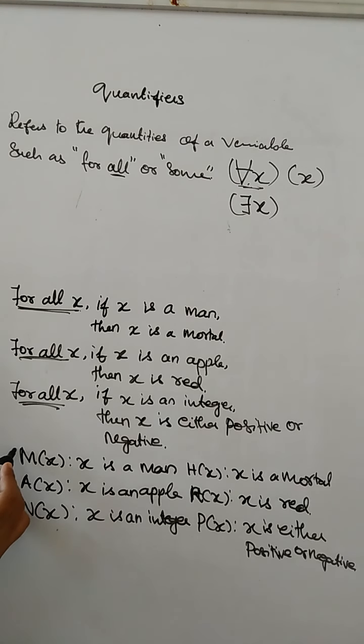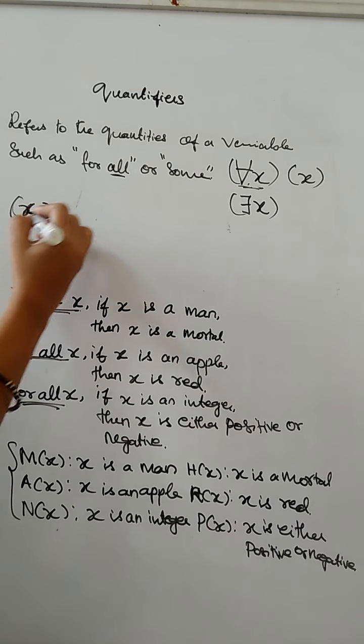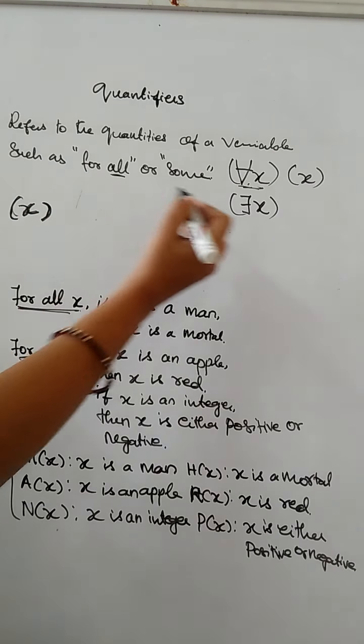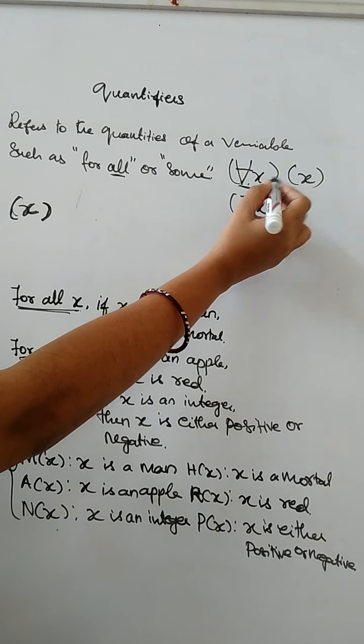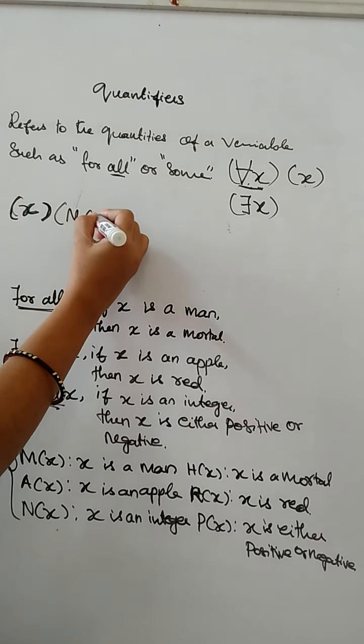So we are just going to substitute these things in this statement. For the first statement I will write it here as for all x. That's why I am representing x within the parentheses. For the for all notation I can represent it by means of this symbol, or else I can write it like this one. So here I am writing like this, and here I am writing m of x.